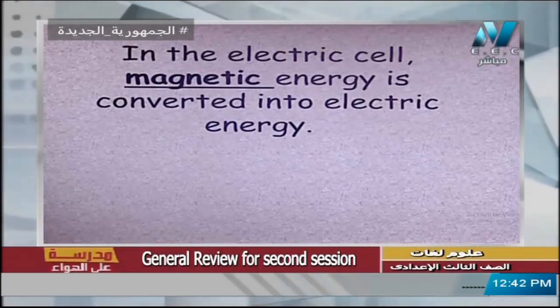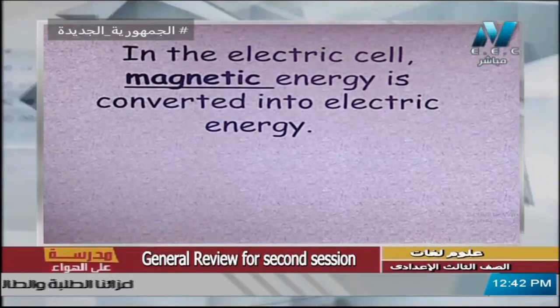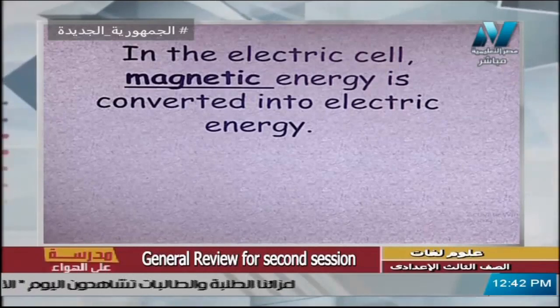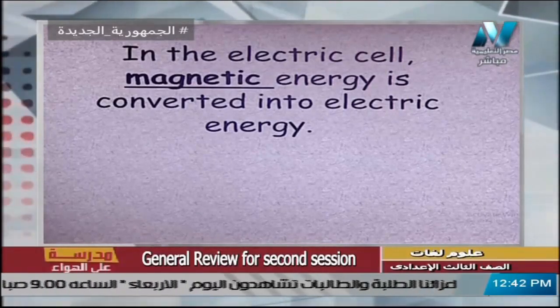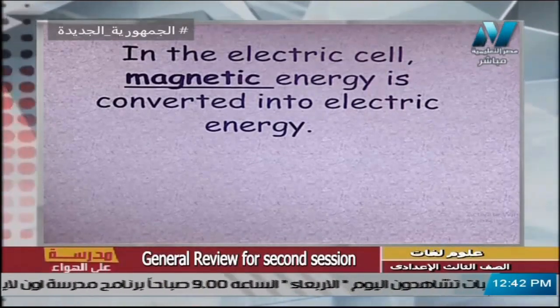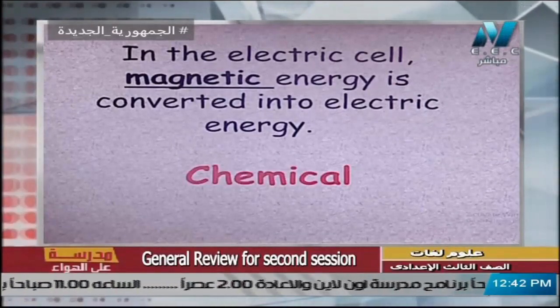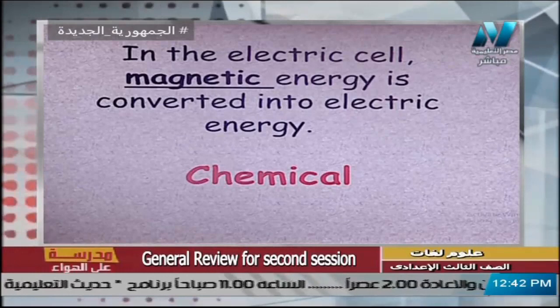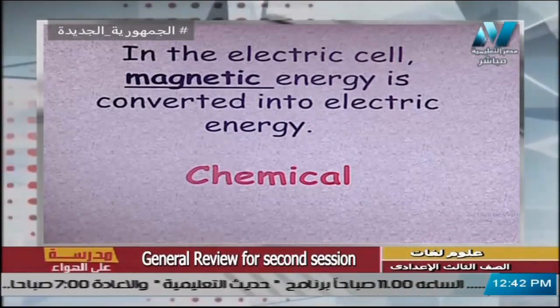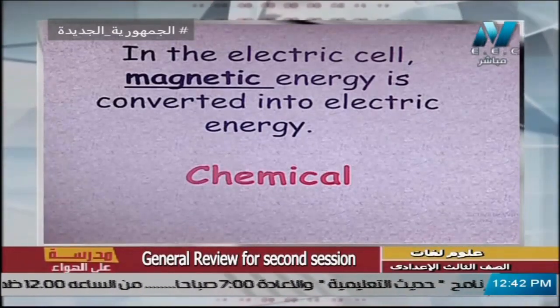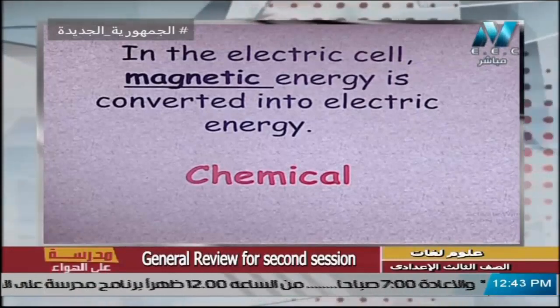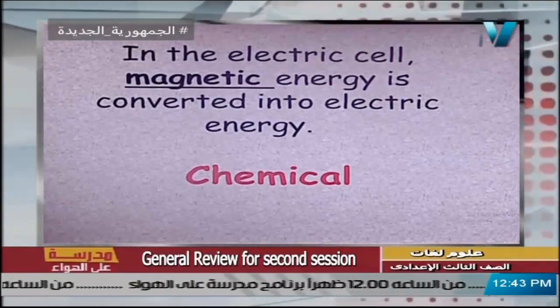In the electric cell, magnetic energy is converted into electric energy. Of course not; it is chemical energy that is converted. In the electric cell, chemical energy, not magnetic, is converted into electric energy.